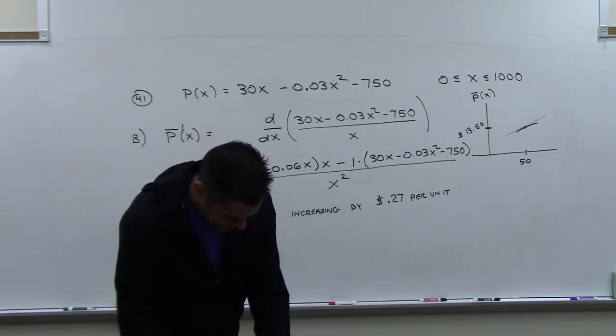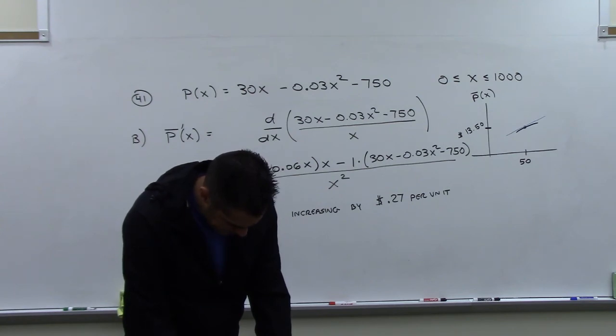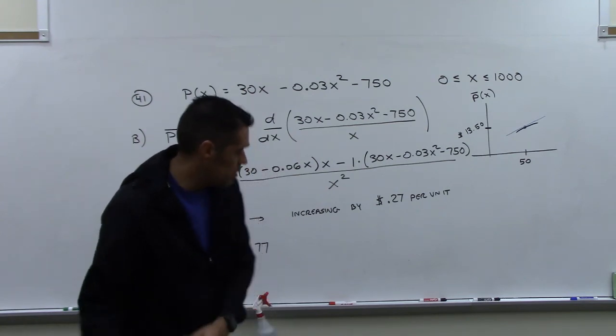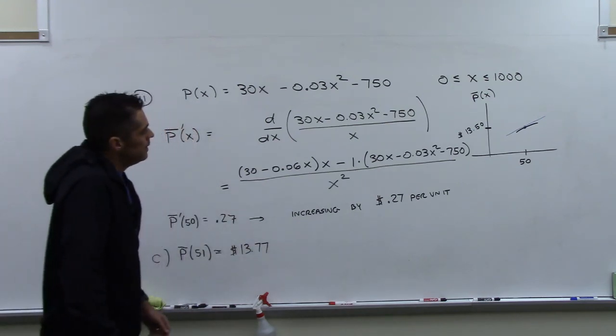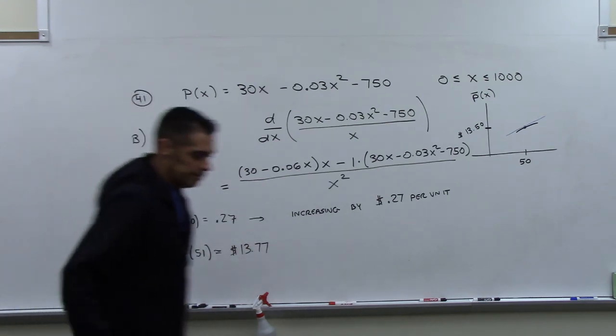Okay, believe that's it. Let me see if they even have, yeah, 13.77. Okay, so this per unit. That's it. All right, we're all done.